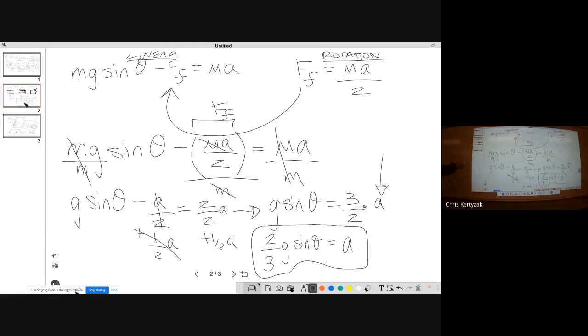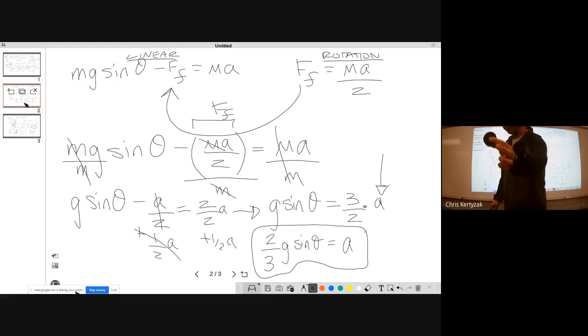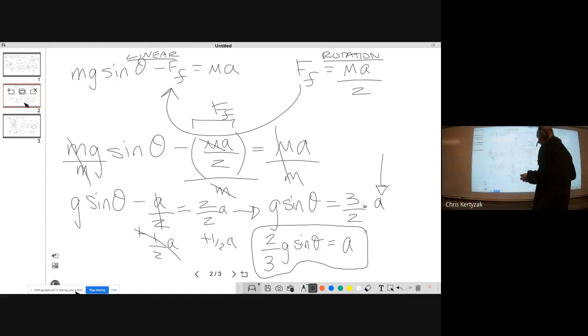This is not the frictionless ramp. It's rolling. It has to be a frictional ramp for it to roll. Therefore, rolling a disk down a frictional ramp, it will not keep up if it was a race.